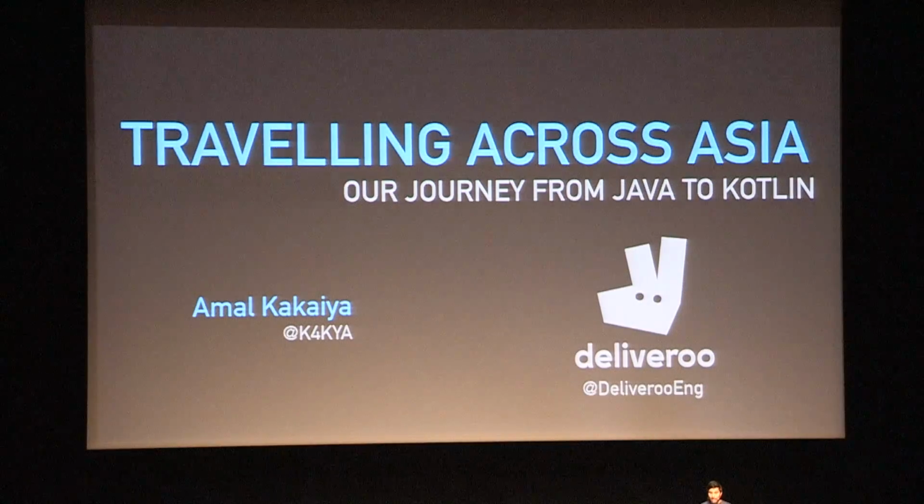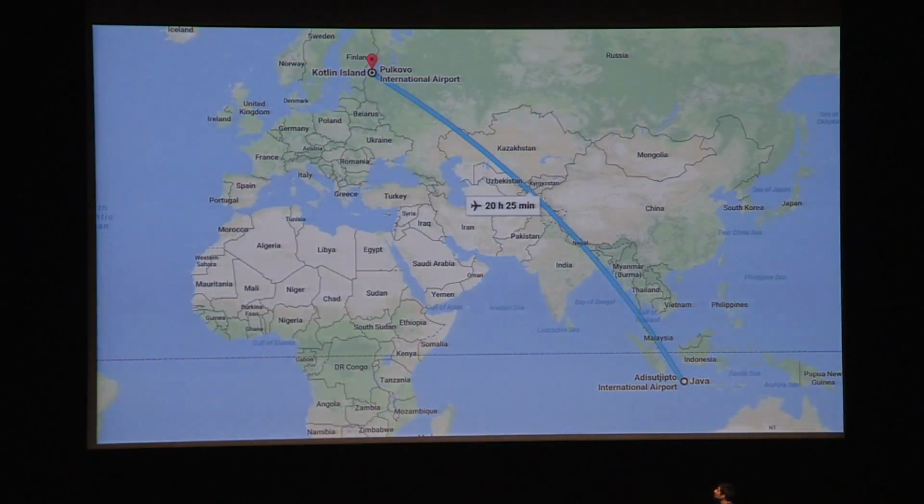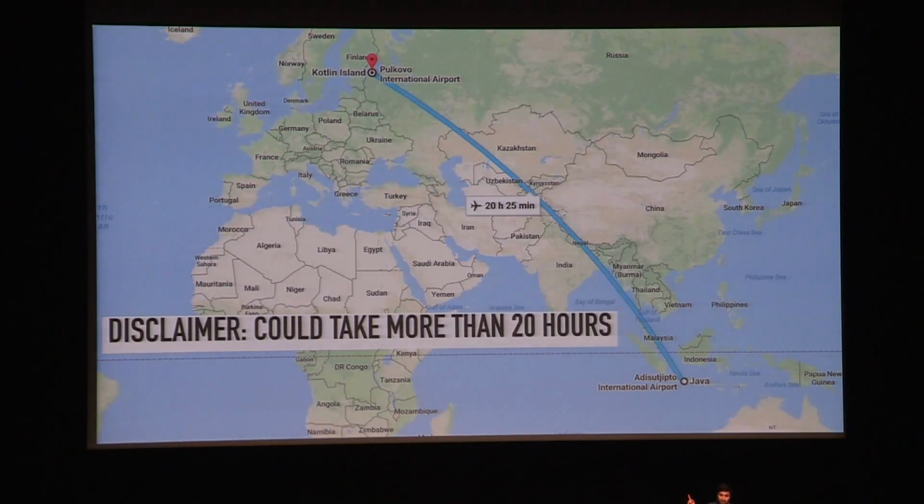So yeah, like I said, this is a journey, and no journey is complete without a good map. Here's ours. So from Java to Kotlin. Yes, Java's an island, Kotlin's an island, ha ha ha. Google says it takes about 20 hours and 25 minutes. I mean, I've only got 43 minutes left now, so I don't think we're going to be able to complete this whole thing.